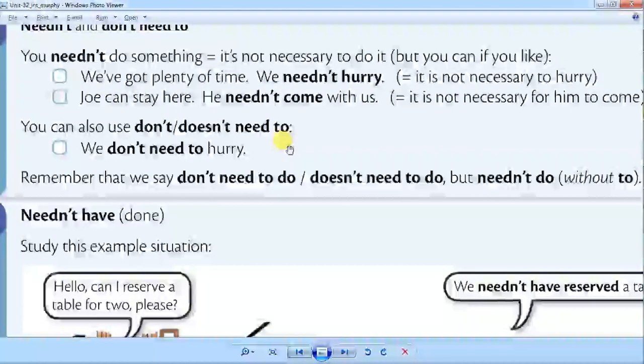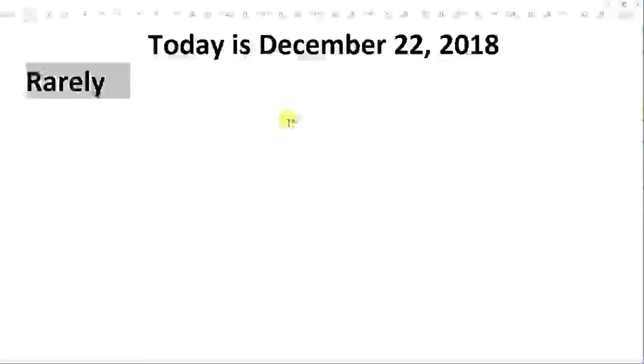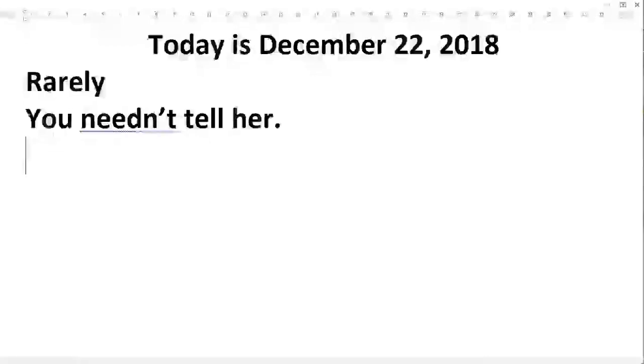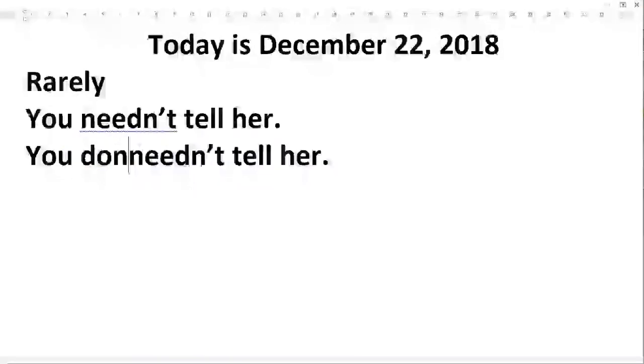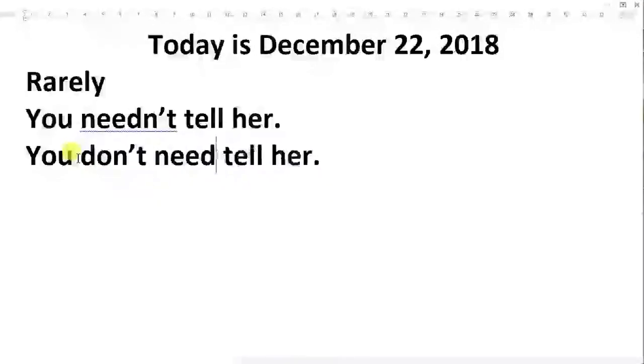For example, now you tell me at the back. You don't. No, you don't need to tell her. You don't need to tell her about it. And then you needn't tell her. Look. You needn't tell her. Or you don't need to tell her.